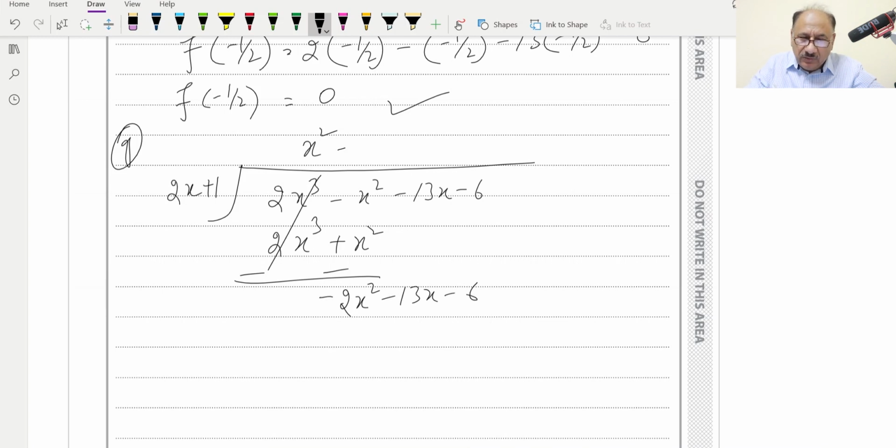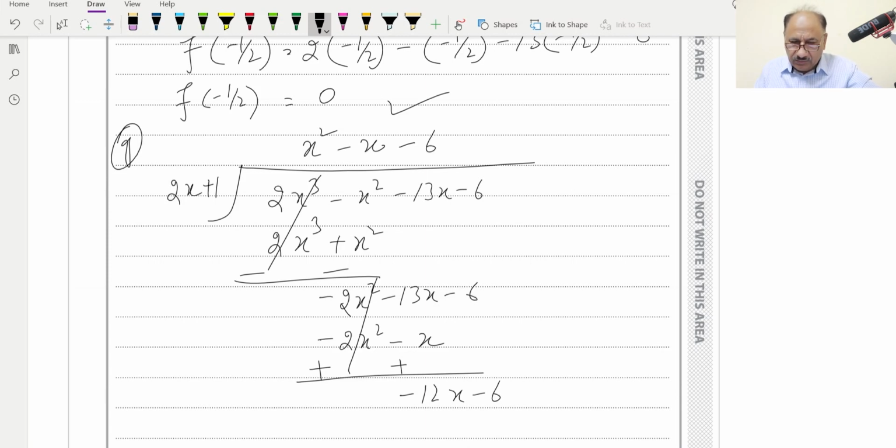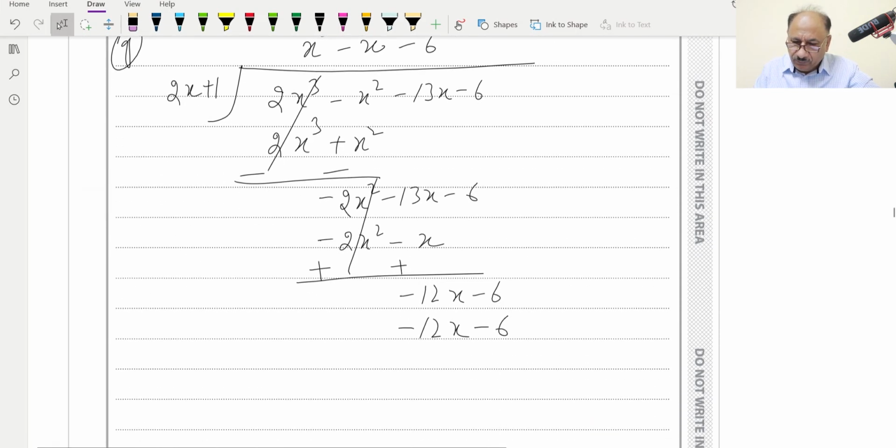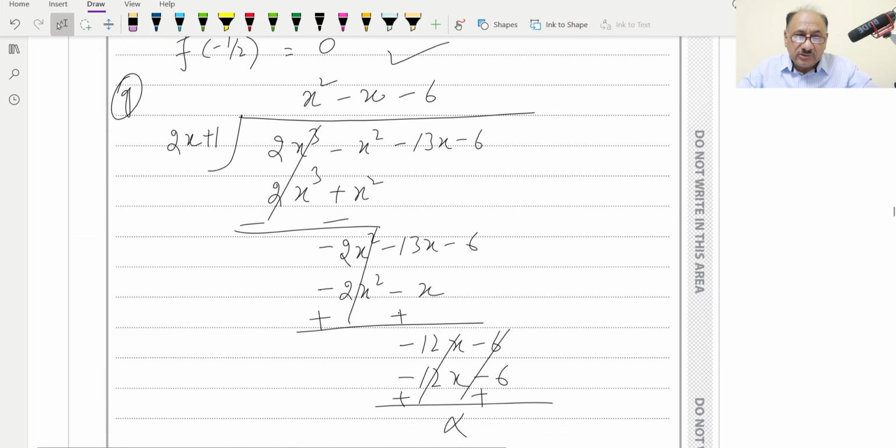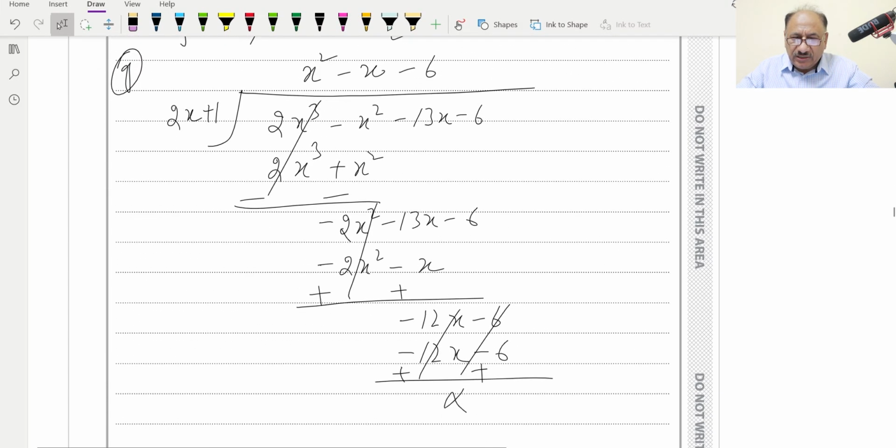Now next we can multiply by minus x, so it will be minus 2x squared and minus x, and this will be changing sign, this will be gone and this will be minus 12x minus 6. Now we can do with minus 6 and this will be minus 12x minus 6, and further we can change sign and cancel, and the answer will be x squared minus x minus 6.